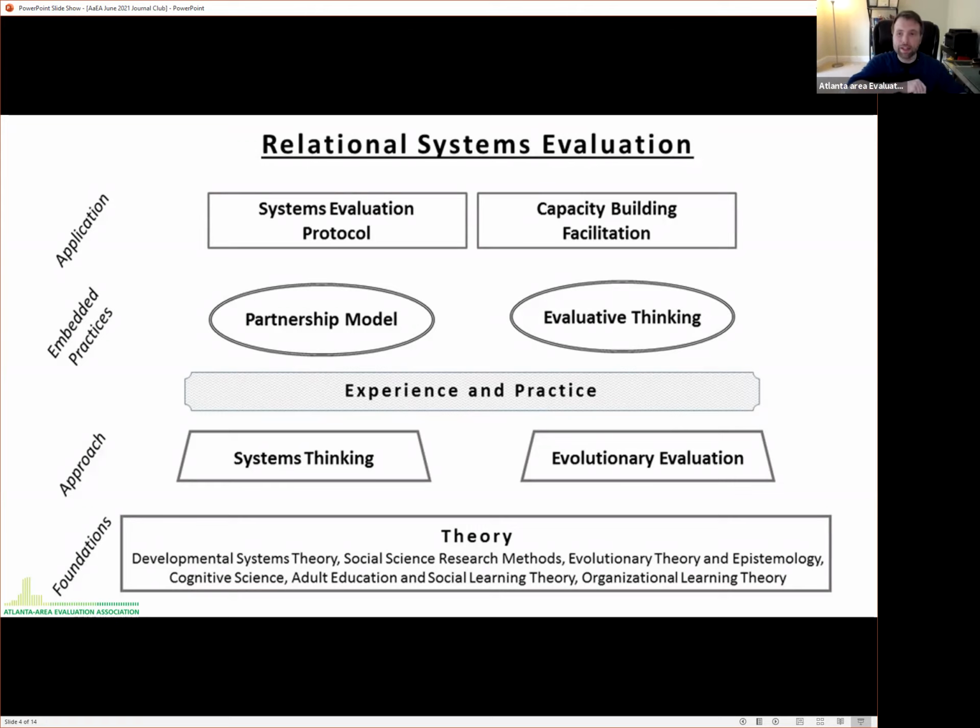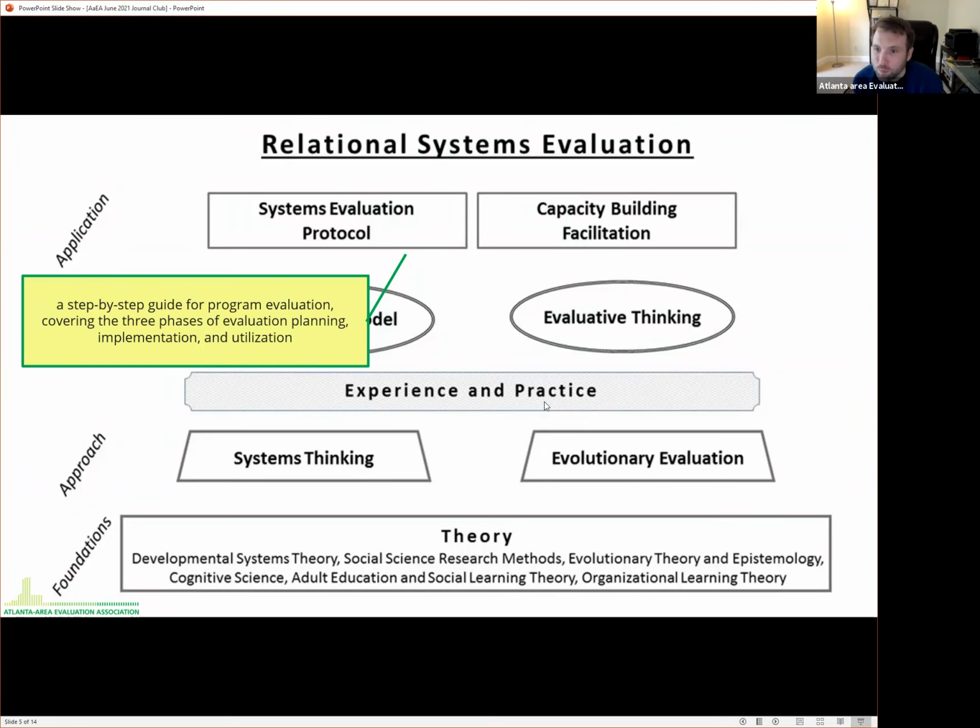It divides up the different components of relational systems evaluation into 4 different buckets. The application of it: what different approaches do we use to actually make sure this happens? What are the embedded practices that it focuses on? Additionally, what approaches does relational systems evaluation use? And then, of course, the foundations: what are those theoretical underpinnings which give this credibility?